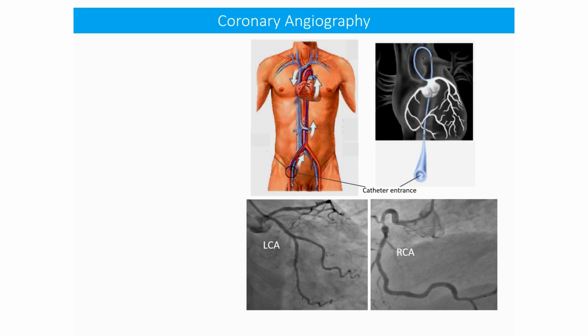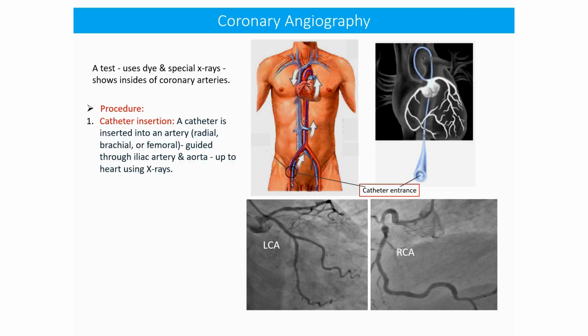A brief review of the coronary angiography. It is a test which uses dye and special X-rays and shows inside of the coronary arteries. How the coronary angiography is performed. First, a malleable catheter is inserted into an artery, may it be radial, brachial, or femoral. And the catheter is guided through iliac artery and aorta up to the heart using X-rays.